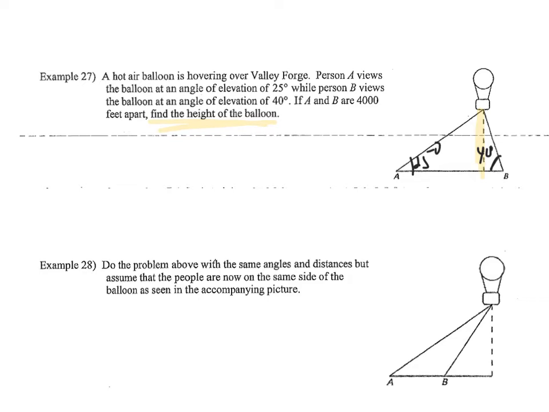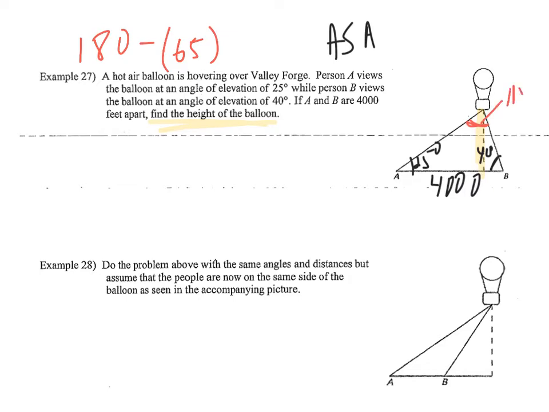We know A and B are 4,000 feet apart, so this side is 4,000 feet. I see an angle-side-angle pattern, so this is a law of sines problem. What's nice is I can find that angle easily by taking 180 degrees and subtracting the sum of 40 plus 25. I think that's 95 degrees, isn't it? No, that's not true. It's 115 degrees.